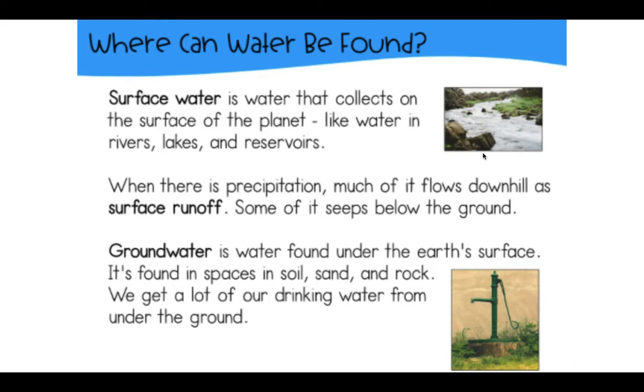So there's a couple different places where water can be found underground. Surface water is the water that collects on the surface of the planet, like water in rivers, lakes, and reservoirs. When there's precipitation, like snow and rain and sleet, much of it flows downhill as surface runoff. Some of it seeps below the ground. Groundwater is found under the Earth's surface. It's found in spaces in soil, sand, and rock.